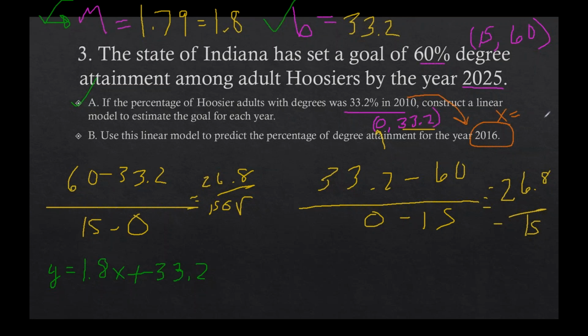What's 2016? Oh, 6, there it is. I got so used to you talking, then all of a sudden you type. Yeah, so x is 6. So we go to our formula. y equals 1.8 times 6 plus 33.2. I'm going to have to depend on you guys for an answer because I used 1.79 for my slope. So my answer is going to be slightly different than yours, which is totally fine.